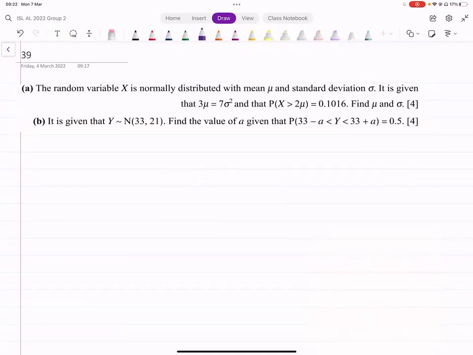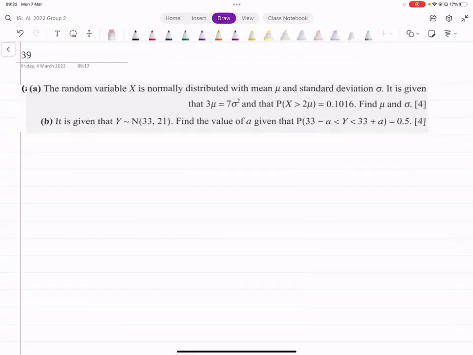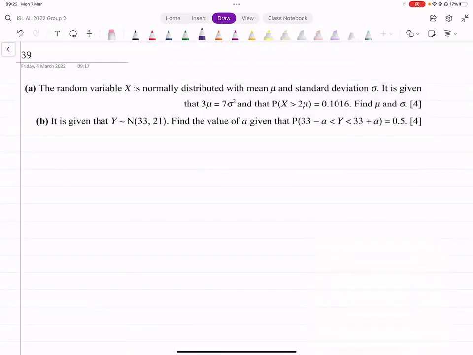Okay. So the random variable x is normally distributed with mean mu and standard deviation sigma. It's given that 3 mu is equal to 7 sigma square. एक relationship आपको already बताया हुआ है mean और standard deviation के दरम्यान. ठीक है, that's already given. You've got a probability given: probability that x is greater than 2 mu is 0.1016. We have to find the values of mu and sigma.